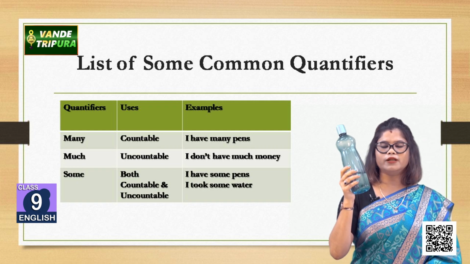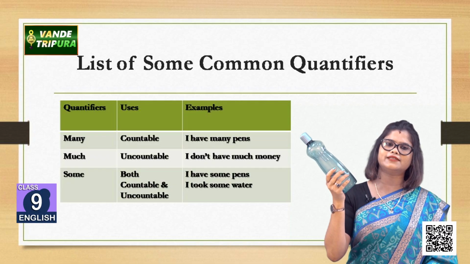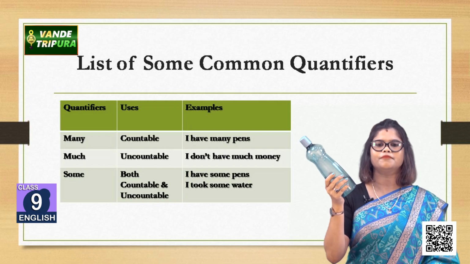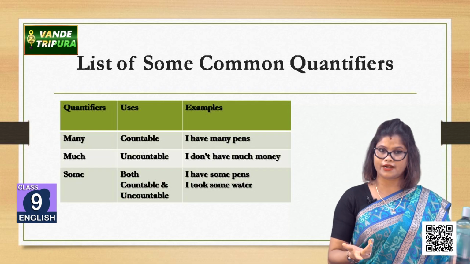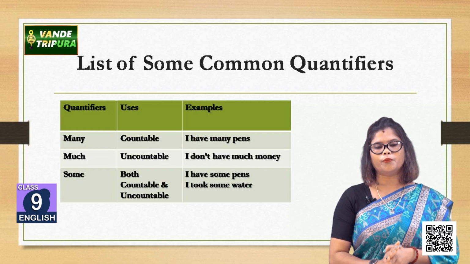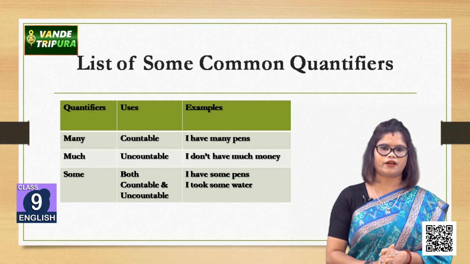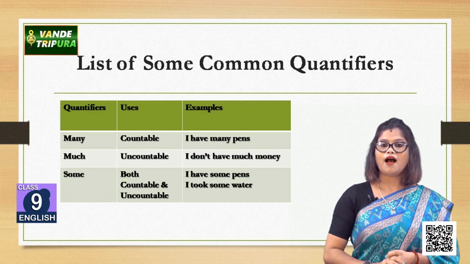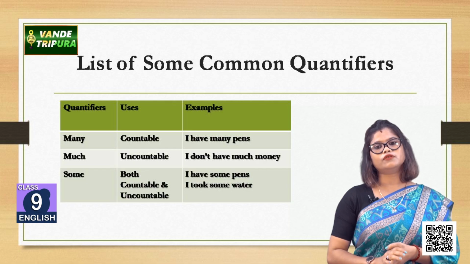Much is for uncountable, জলটাকে আমি কাউন্ট করতে পারছি না, so it is an uncountable noun. I don't have much water, I don't have much money, এরকম বলতে পারি। Some is a kind of determiner that goes both with the countable and uncountable nouns. See the example, I have some pens, I took some water.